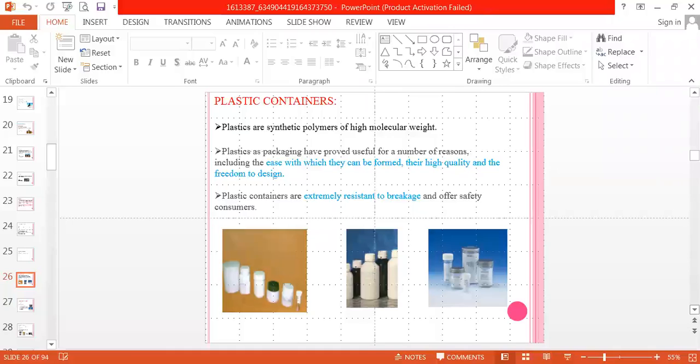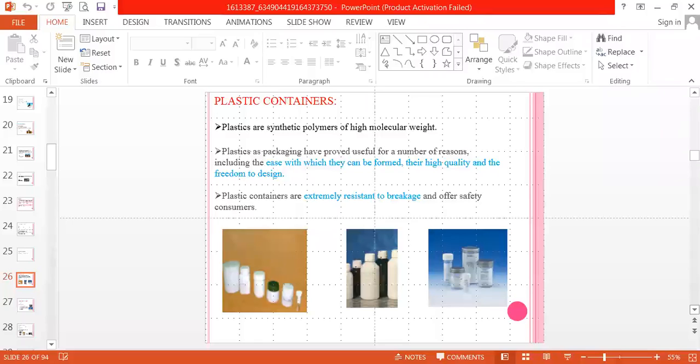At normal temperature itself, we can convert plastic into different shapes. But glass requires higher temperature for manufacturing as well as for molding. So compared to glass, plastic containers are easily formed into your required shape, and with higher molecular weights we can maintain the required quality of your plastics as well as your glass.